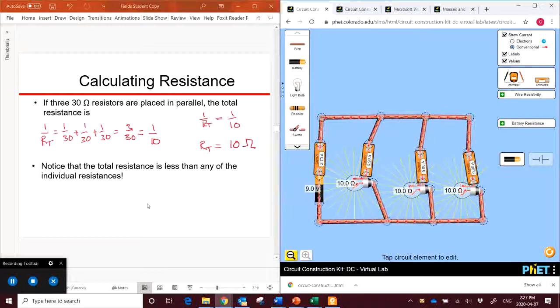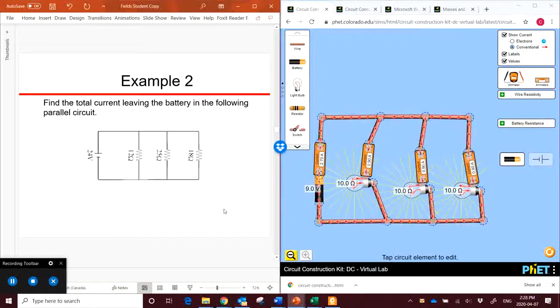Let's have a look at an example. Find the total current leaving the battery in the following parallel circuit. The first thing we'll do is label our resistors first. We'll just call this 1, 2, 3, and we'll calculate our total resistance. So we have 1 over RT is equal to 1 over R1 plus 1 over R2 plus 1 over R3.